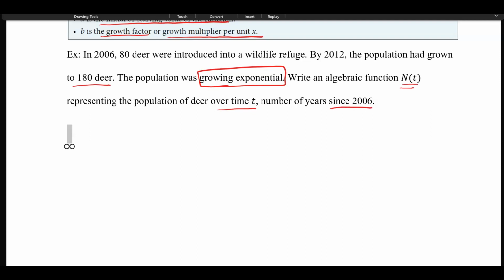since 2006. Okay. So let's go ahead, and I think it's really important that we define our variables. They're somewhat already defined in the problem, but let's go ahead and define them. So we are going to say t is going to be the number of years since 2006. N of t is going to be the population of deer.